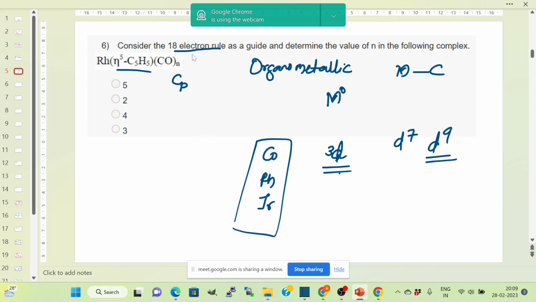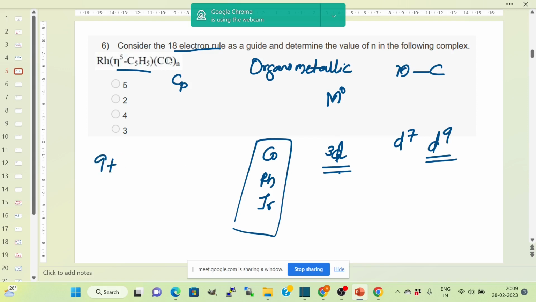Now the 18 electron rule says that for organometallic compounds, the total number of electrons in that compound will be 18. So the question is, how many carbon monoxide should be added to get 18 electrons? Here they have not given the number of carbon monoxide, so we have to find how many should be there to satisfy this 18 electron rule. As I said, rhodium will be considered as M0 here, so 9 electrons will be coming from rhodium.